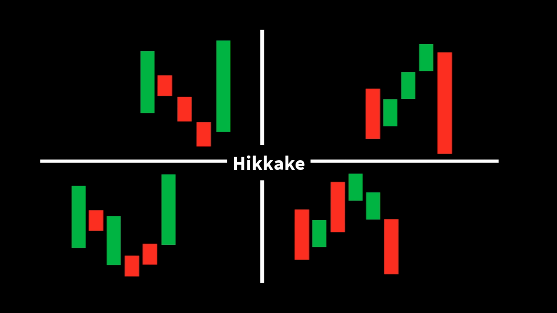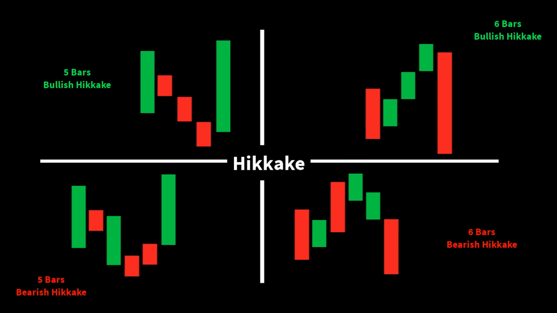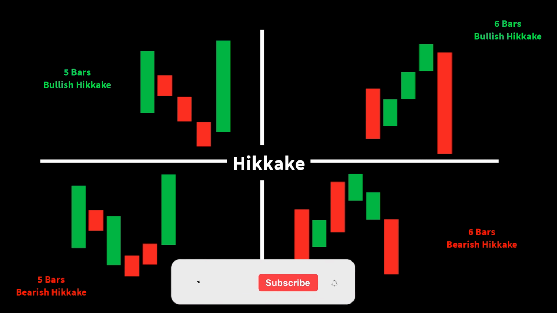As we can see on this board, the Hikaki candlestick patterns can exist in two variations. It can exist as 5 or 6 candlesticks. This is one of the reasons it's regarded as a complex candlestick pattern. As a beginner, our advice is not to utilize this candlestick for trade entries in the market, not until you have properly mastered the art of Japanese candlesticks.